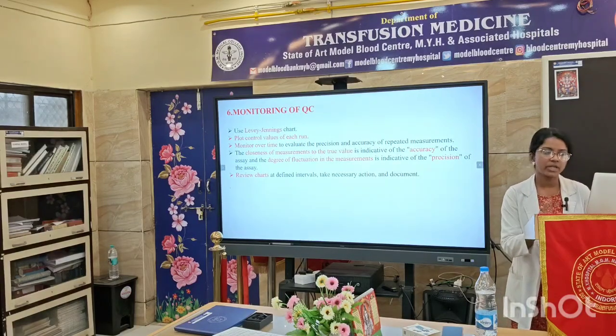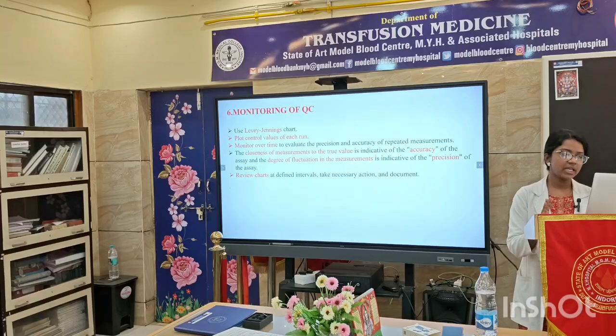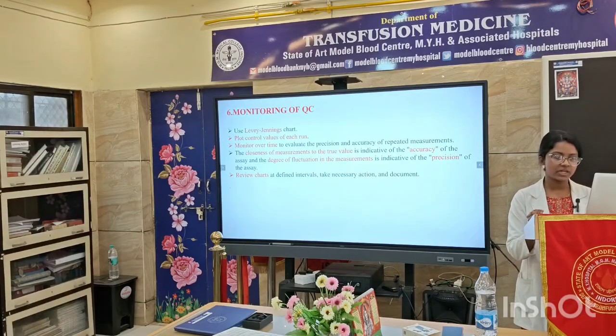For that we are going to plot these values in a Levy-Jennings chart. So we are going to plot control values of each run, and we are going to monitor it over time to evaluate the precision and accuracy of repeated measurements. The closeness of measurement to the true value is indicative of the accuracy of the assay, and the degree of fluctuation in the measurements is indicative of the precision of the assay.